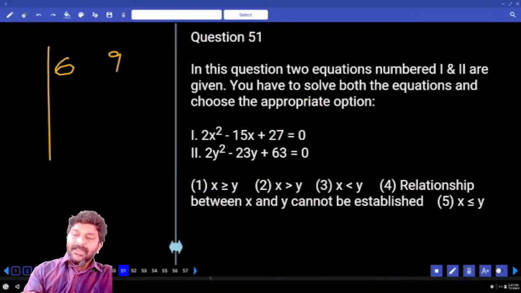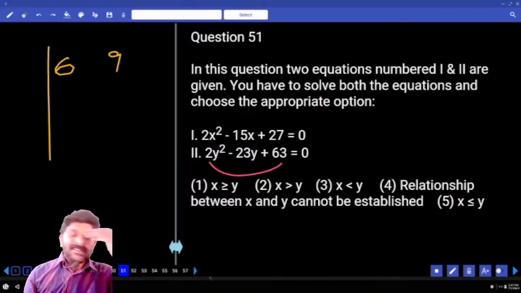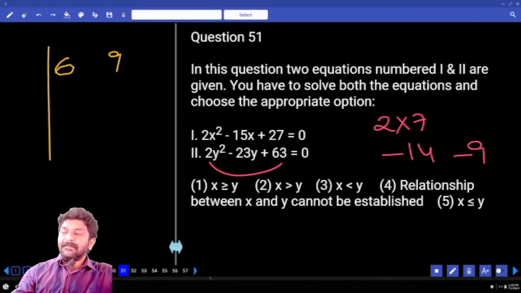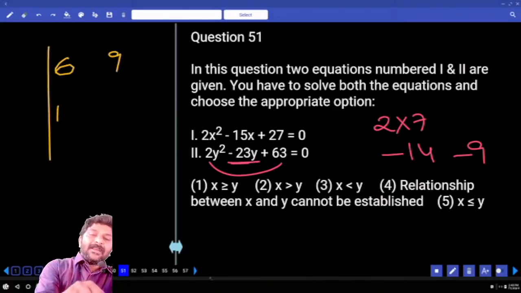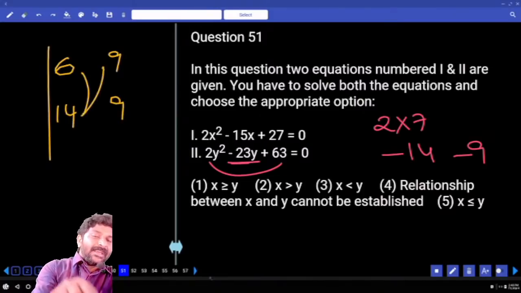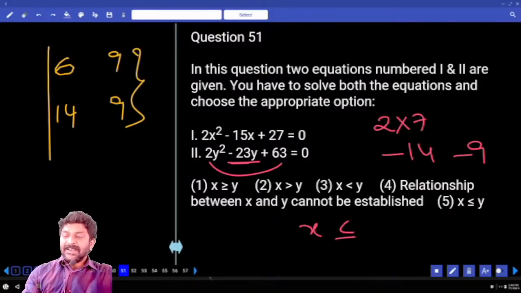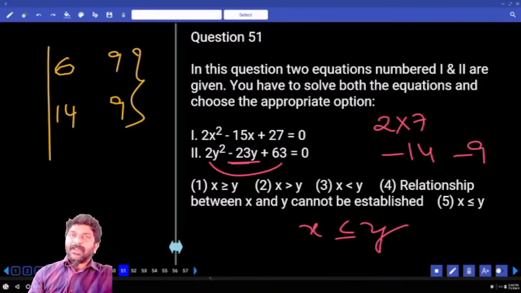Next, here 2 into 63. Can we write 63 as 7 into 9? So 2 into 7, 14 and then 9. Minus 14 minus 9, sum is equal to minus 23. Then factors are plus 14 plus 9. x less than y, x less than y, x less than y, x equal to y. So x is less than or equal to y. Fifth option.